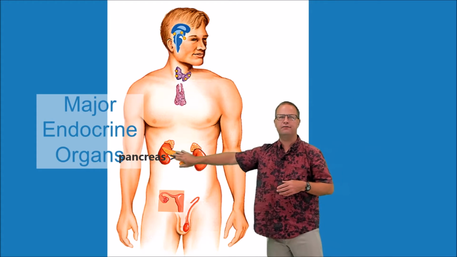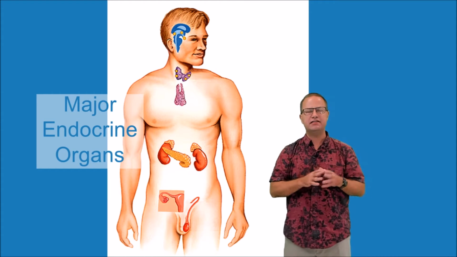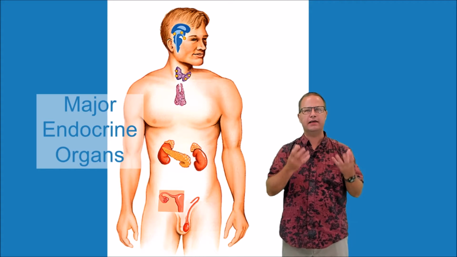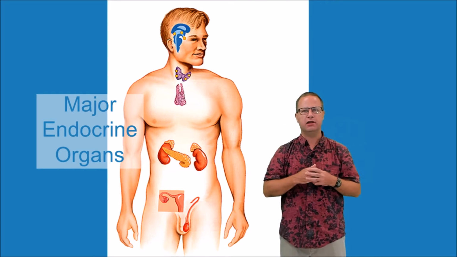All right, next we have the pancreas right there. You probably are familiar with the functions of the pancreas. One of the things it does is secrete insulin and glucagon, and these are two antagonistic hormones that regulate the levels of glucose in your bloodstream.